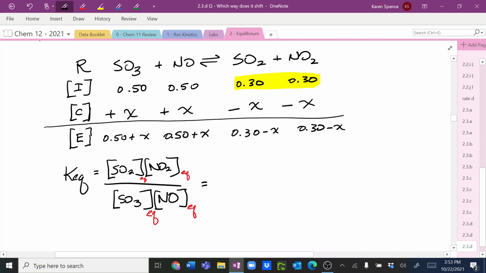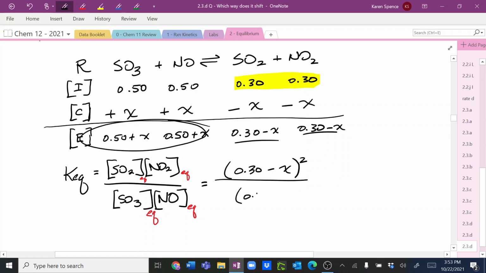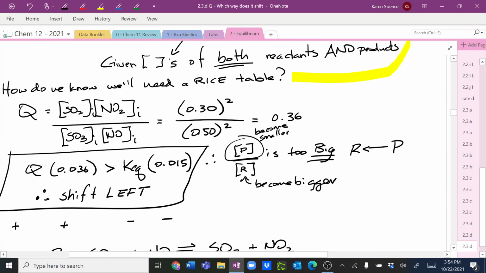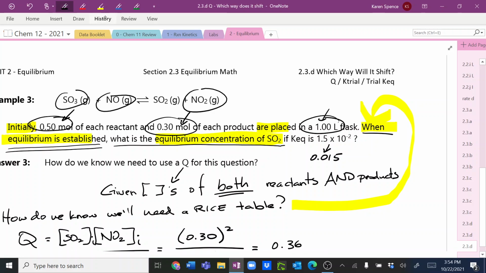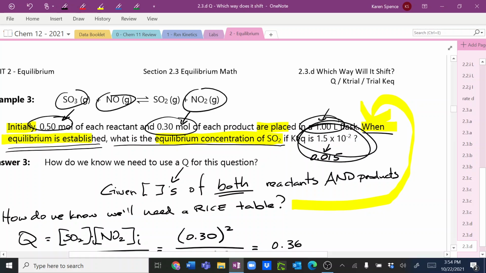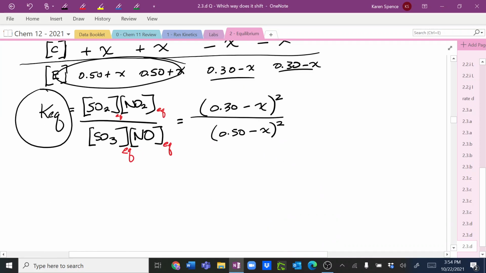All right. Products: 0.30 minus X, and I have both of them the same, so I'm just going to square that. And both of my reactants are 0.50 minus X, and that's also squared, and that's equal to Keq. And if we go back to our question, let's look for our value of Keq. 1.5 times 10 to the minus 2. Okay, so that is equal to 1.5 times 10 to the minus 2.